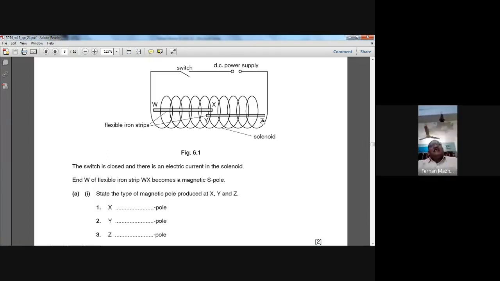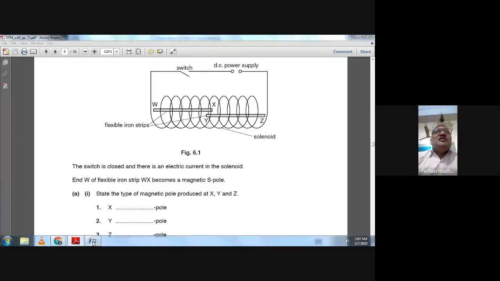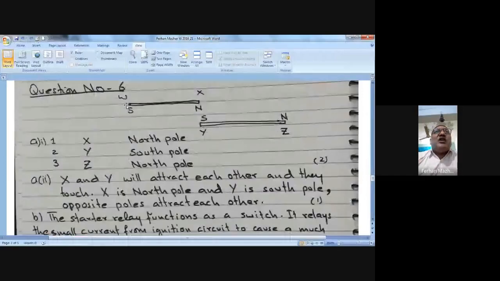So his question is: state the type of magnetic poles produced at X, Y, and Z. If W is south, X will definitely be north, Y will be south, and Z will be north. I have done this on paper. Let me show you. If W becomes south, X will be north. If X is north, Y will be south, and if Y is south, then Z will be north. So X is north, Y is south, and Z is a north pole. I hope you have understood it.